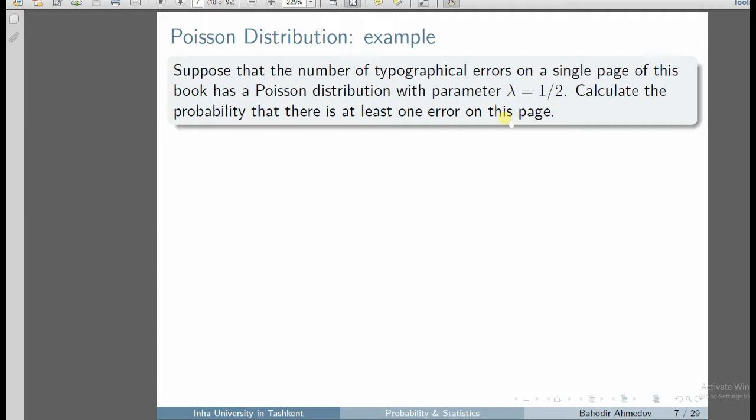You need to calculate this. Let's calculate this. Is the question clear? So if you open one of the pages randomly, what is the probability that there will be at least one mistake? Minimum one mistake, right? Not exactly one. Minimum one mistake.